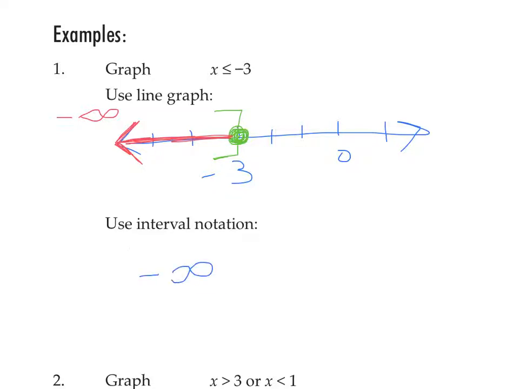And infinity symbols always use parentheses. They're never closed, so they don't get brackets. The right boundary of the shading is negative 3. And the negative 3 is closed because of that equal sign, so it has a bracket. And that's the interval notation.